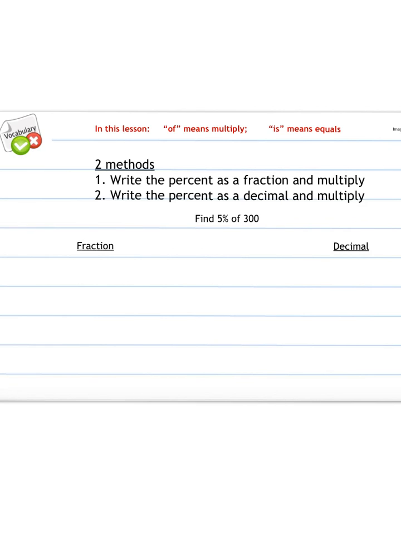The first one is fraction. And we are trying to find 5% of 300. So as a fraction, 5% is 5 out of 100. And then we would multiply that by 300. To multiply this, we turn it into a fraction. Any whole number can be put over 1. Look for shortcuts. 100 and 300 can both be divided by 100.